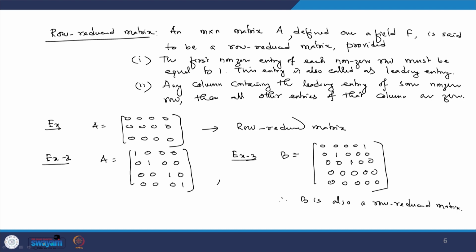Now the question is: if one picks up any m cross n matrix defined over the field, say capital F, is it possible to have a corresponding row reduced matrix? The answer is yes. So this is a small result in terms of a theorem.